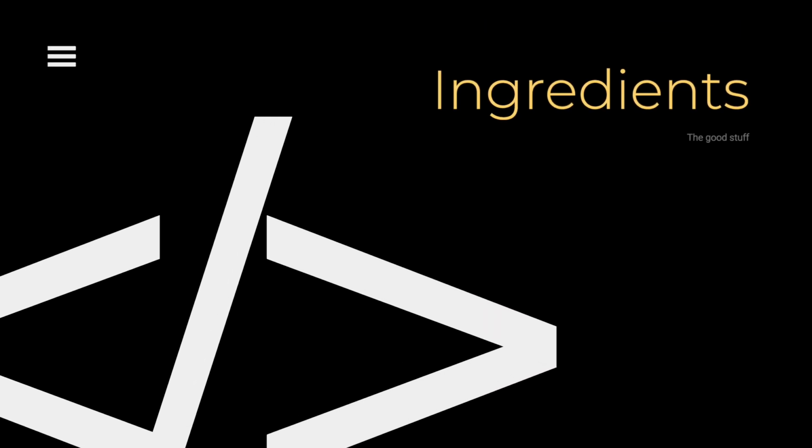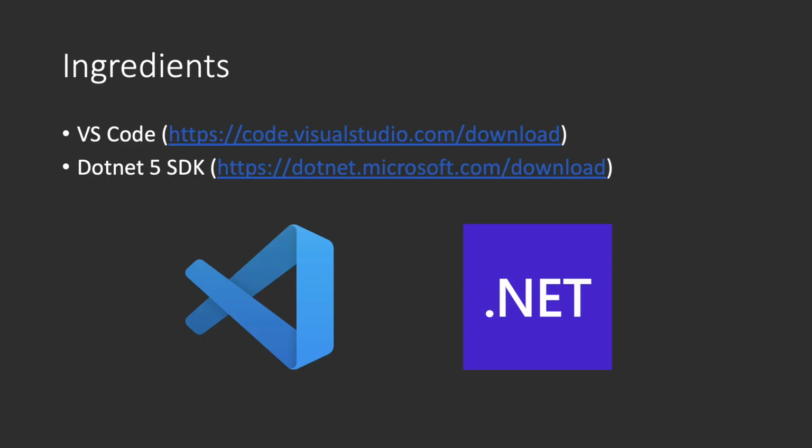What are the ingredients that we're gonna be needing? First, we're gonna be needing Visual Studio Code, which is gonna be our code editor, and we're gonna be utilizing the .NET 5 SDK. You can find the links for them on the screen and on the description down below. The installation process is pretty straightforward. All you need to do is download and follow the simple installation process.